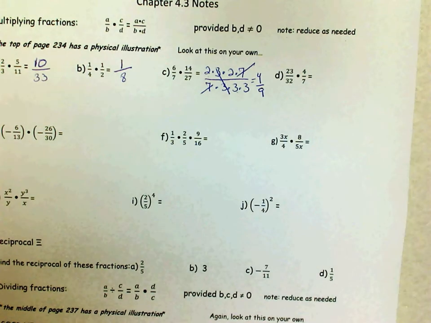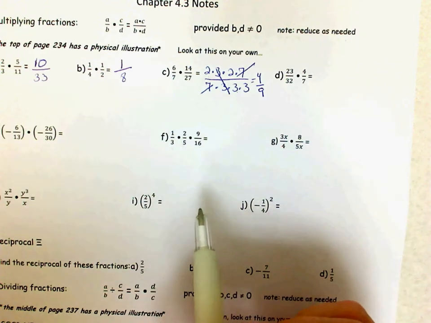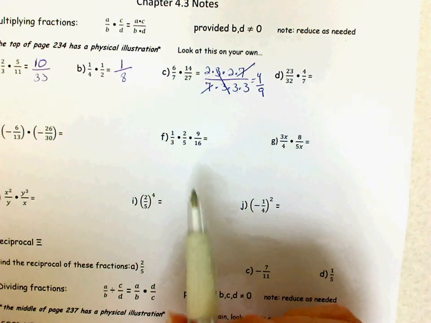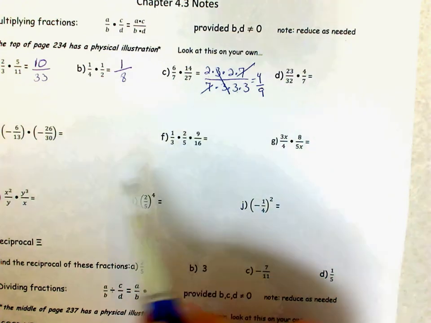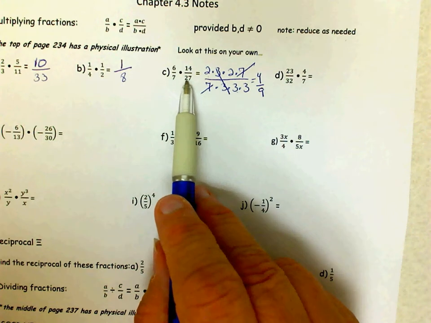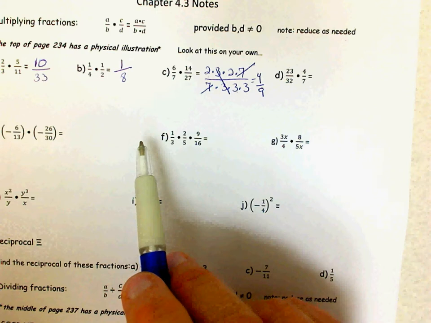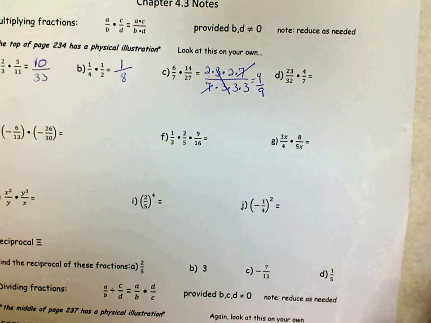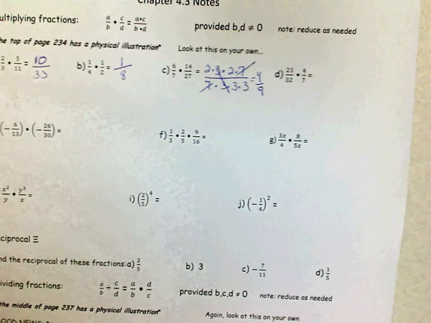Now, the other way would have been to take 6 times 14, and I promise you that's ugly. That's like 84. And I don't even want to try to figure out 7 times 27. So, when you get something that really big, it's not going to look like it reduces. So, doing this shortcut tends to help.